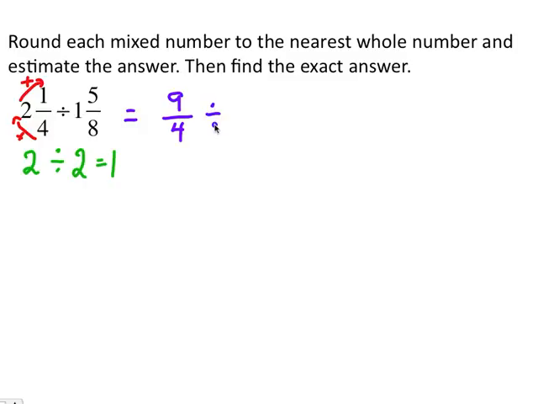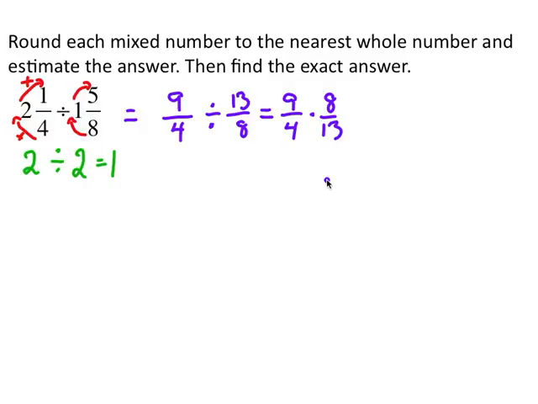Okay, now we're dividing still, and we'll do the same thing for 1 5/8. So 8 times 1 is 8, plus 5 is 13. So that's 13 over 8. Oops, that's division. Okay, now we're ready to divide. And it's just like before, so we're going to take the second fraction, we're going to flip it and multiply. So 9/4 times, we'll flip this one, take the reciprocal, 8 over 13.